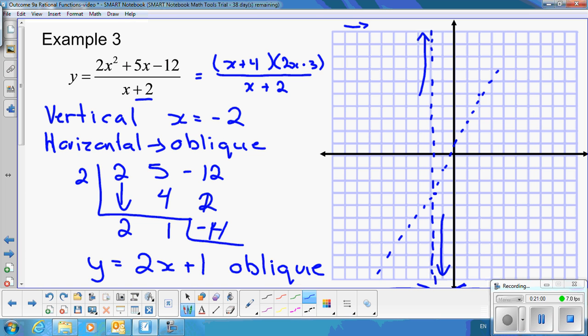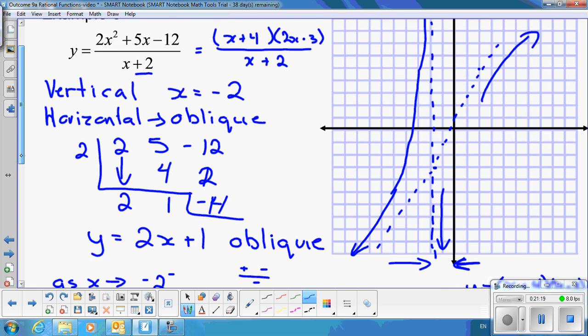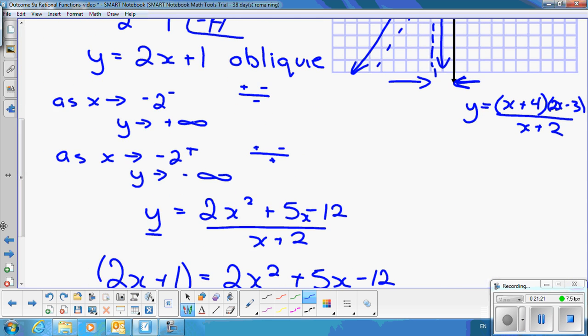So if we look at what happens, as x gets really big, it needs to approach that oblique asymptote. So it's going to be something like that. As it approaches our oblique asymptote, it'll come up like this. We can go back and find our intercepts to give us a little bit more accuracy.